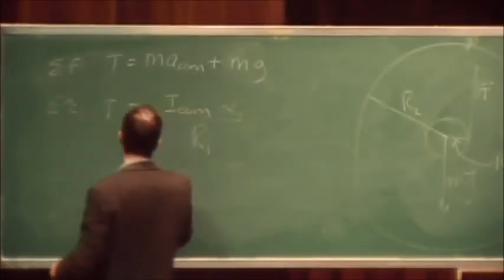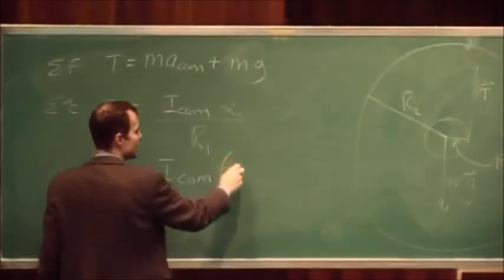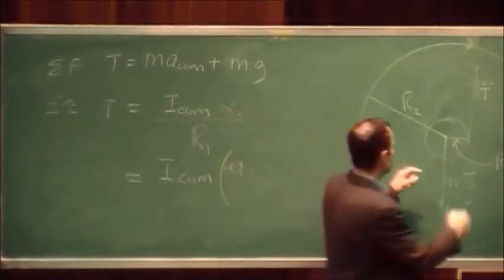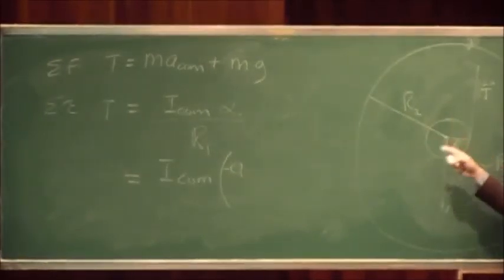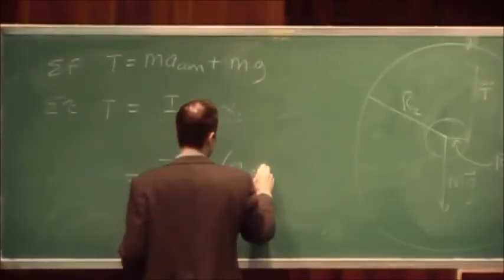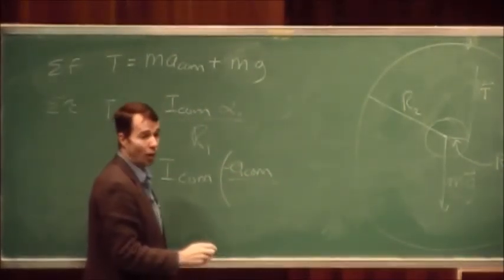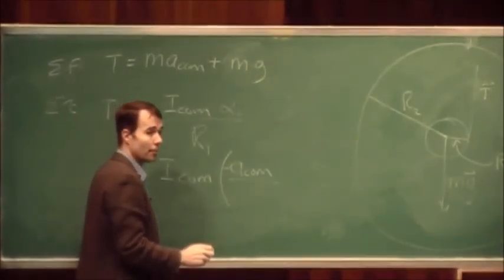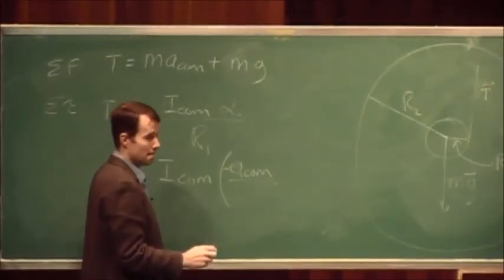Okay, so I'm going to take the center of mass. So this is equal to I center of mass. And then I'm going to say that this is A, and it's minus, right? Since now this is what we're calling negative, but this is a positive rotation. So this is a minus A center of mass, divided by R1 or R2. In this particular case, it's R1.